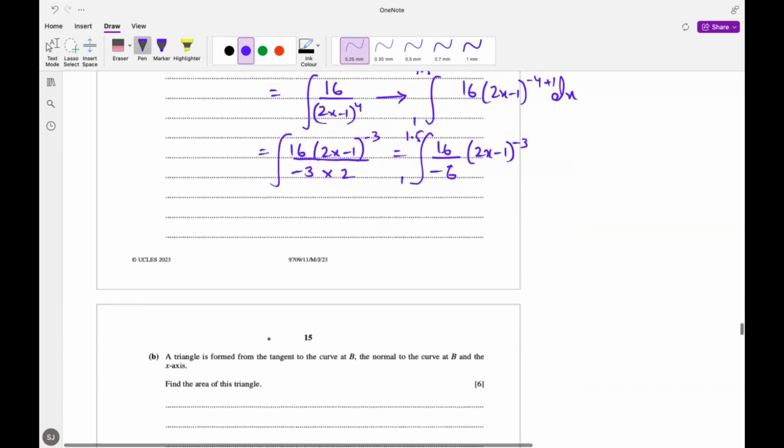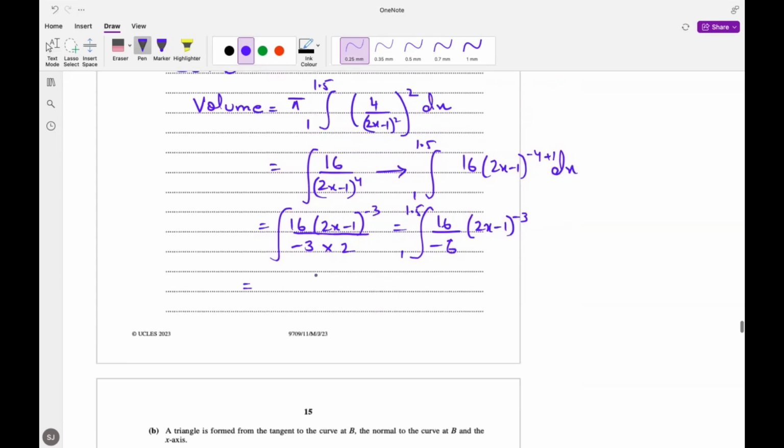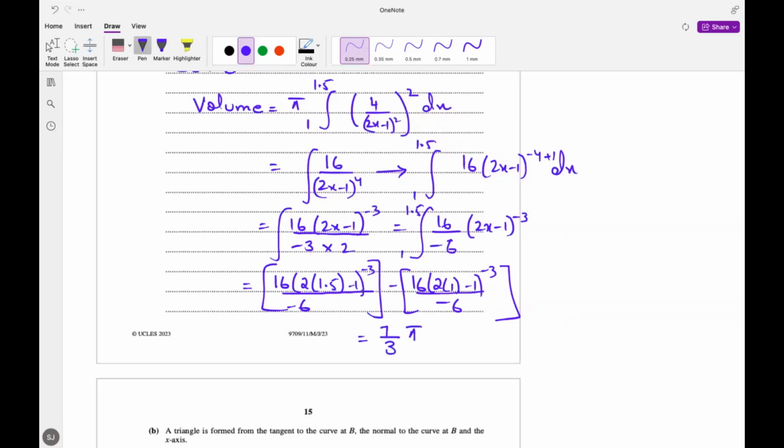In the first step, we'll apply the upper limit, which is 1.5. So we'll write it as 16 into (2 into 1.5 minus 1) to the power minus 3 upon minus 6. And then we'll subtract from it the lower limit, which is 1. So this will become 16 into (2 into 1 minus 1) to the power minus 3 divided by minus 6. Substituting these values in the calculator, we'll get the volume under the curve as equal to 7 upon 3 pi. We can substitute this as it is in the calculator. There is no need for any further working.